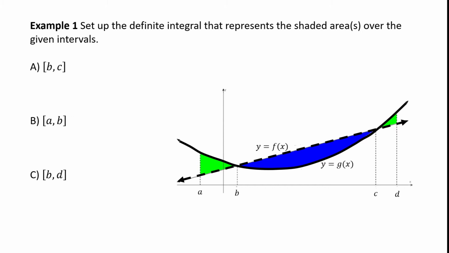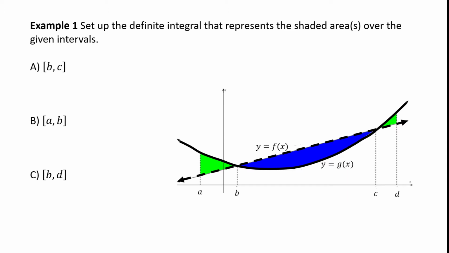Example: set up the definite integral that represents the shaded area or areas over the given intervals. We have graphs of two functions drawn in the first and second quadrants. A is marked on the negative x-axis, B, C, and D on the positive x-axis.